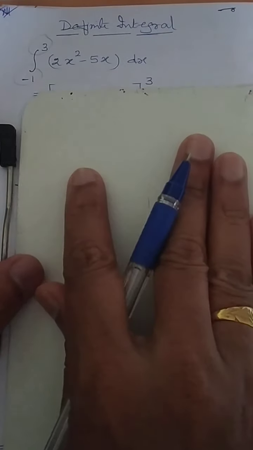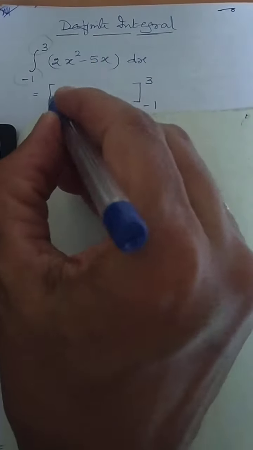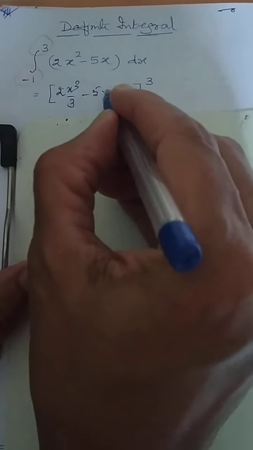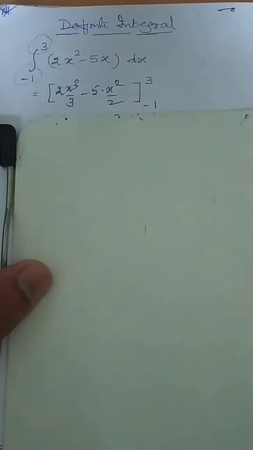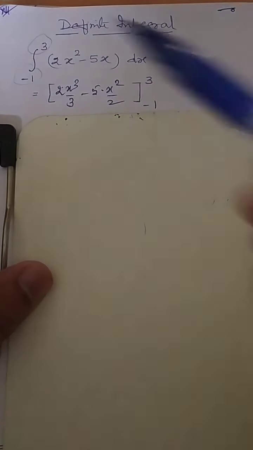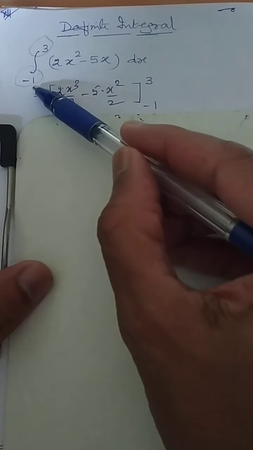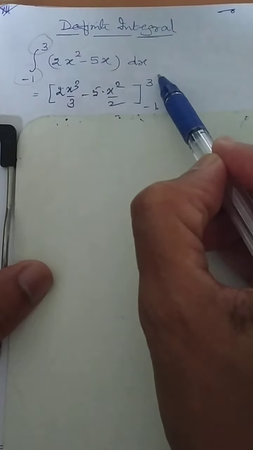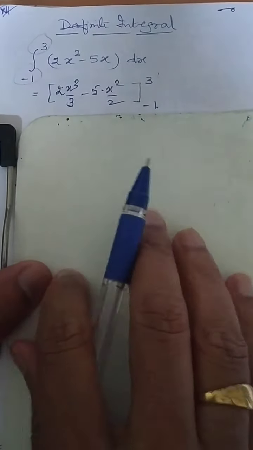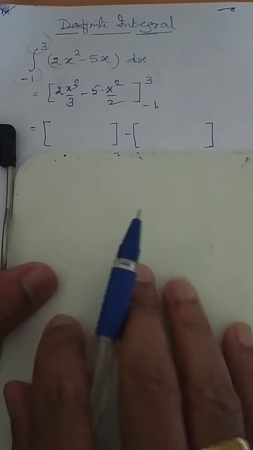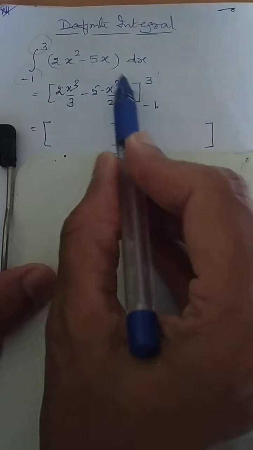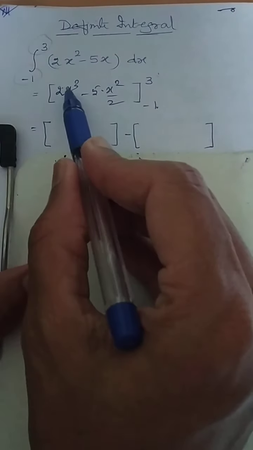If you simplify further and integrate this part, you will get 2 as it is, x cube by 3, minus 5 as it is, x square by 2. This is the common method. The extra thing is the limits that are given: this is called the lower limit, that the upper limit. The lower limit is written over here, the upper limit you write here. Now prepare two boxes. In the first box, write down this entire expression by replacing x is equal to 3.